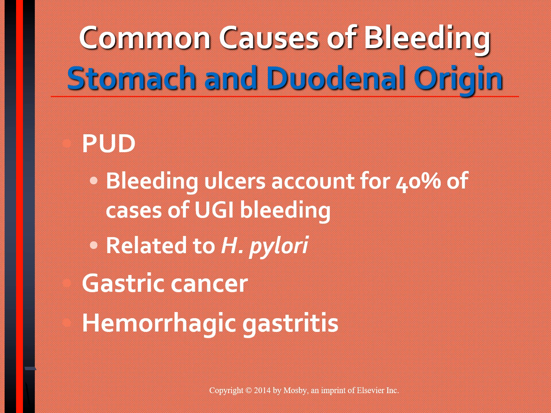PUD is also a common cause. Bleeding ulcers account for about 40% of upper GI bleeding, and it's usually related to H. pylori. Gastric cancer can also cause issues. It's really the tumors or vascular lesions that can cause issues. Stomach cancer causes steady blood loss as it grows and ulcerates through the mucosa and blood vessels located in its path. So it's kind of like a slow bleed. And then you could also have hemorrhagic gastritis.